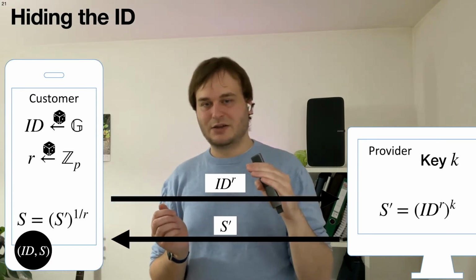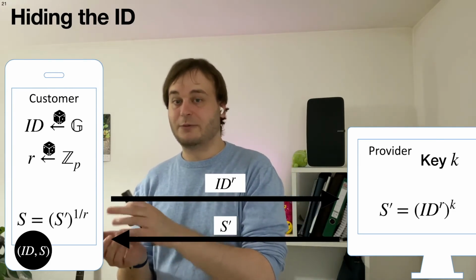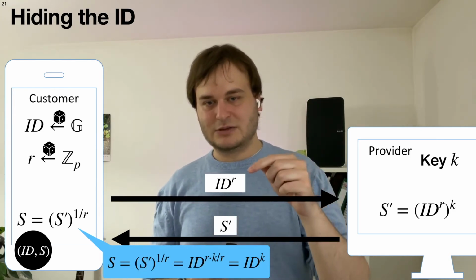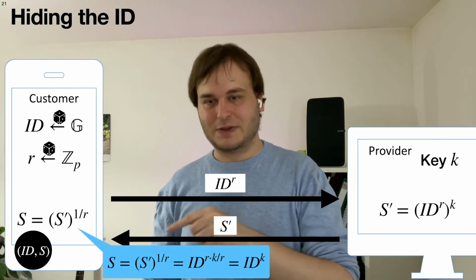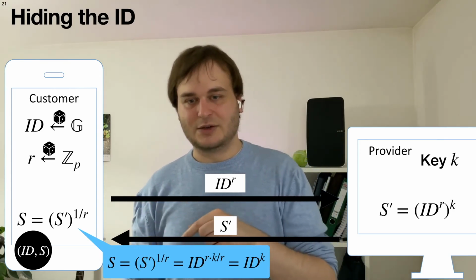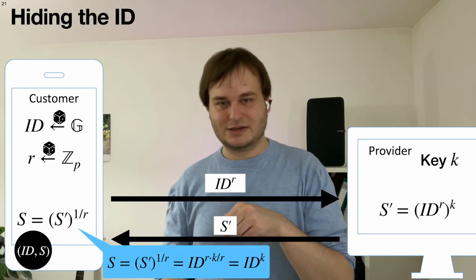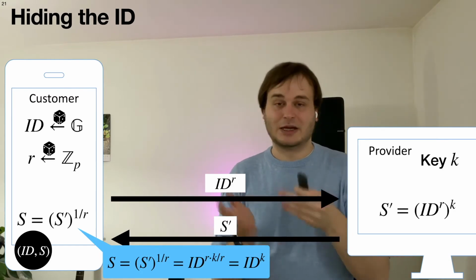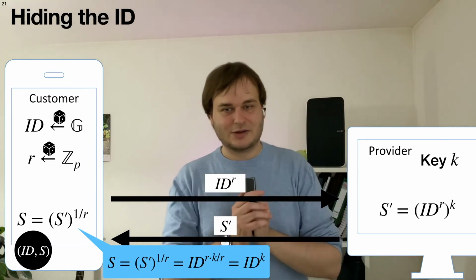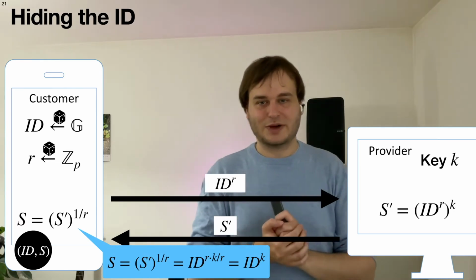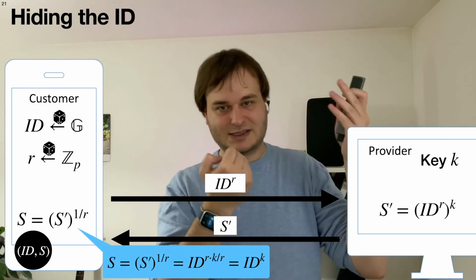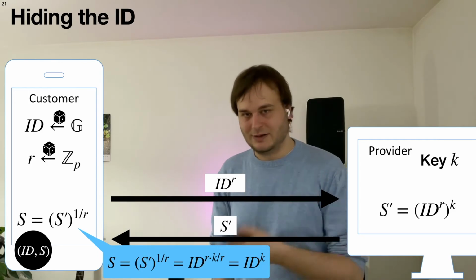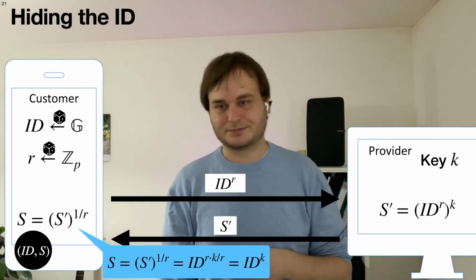So here we raised it to the power of r. Here we are raising the S prime to the power of 1 over r. And this has the effect that this blinding factor r that we had here actually cancels out with the 1 over r that we are doing here. So in the end, the r cancels out, and the S that we're getting is actually just ID raised to the power of k, as we had before. But now we have this cool protocol where the provider learns nothing about the ID that is just raised to the power of k. So we can run this earn protocol without revealing the ID of the coin that we are currently earning.